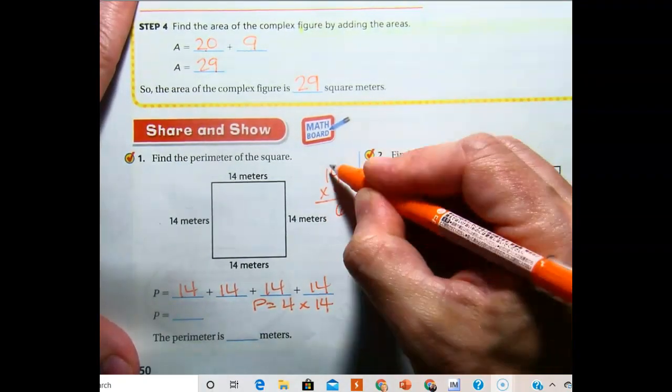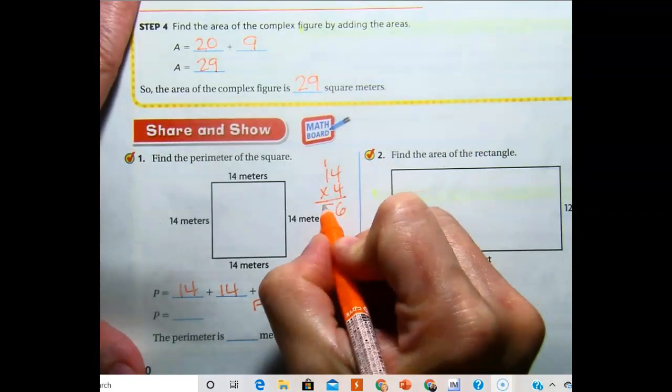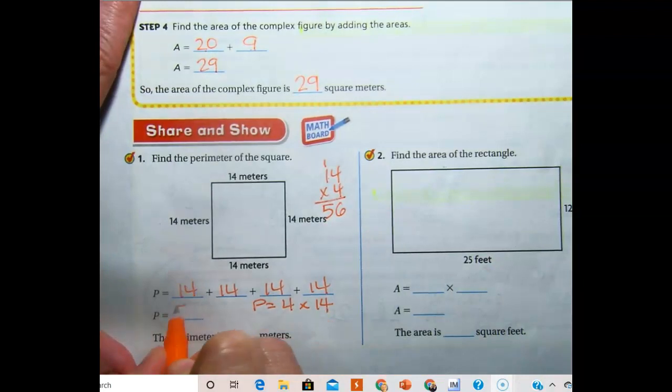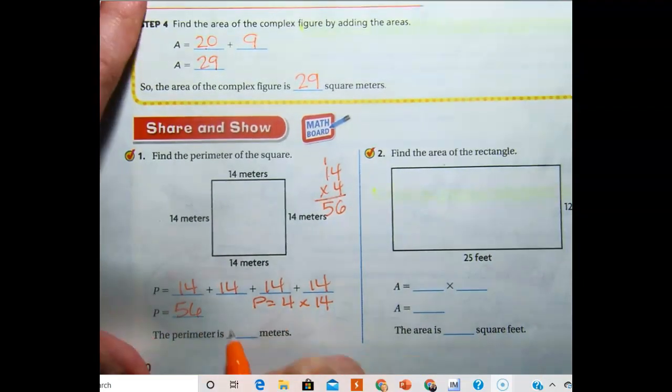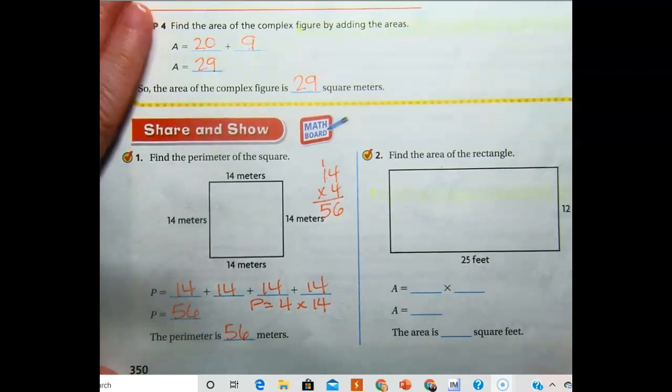Let's go ahead and multiply 14 times 4. 4 times 4 is 16. Carry that 1. 1 times 4 is 4 plus 1 is 5. So did you get 56 meters? And that is a linear, or a line, a length measurement. That would be 56 meters. It's not squares. It's just a linear measurement.